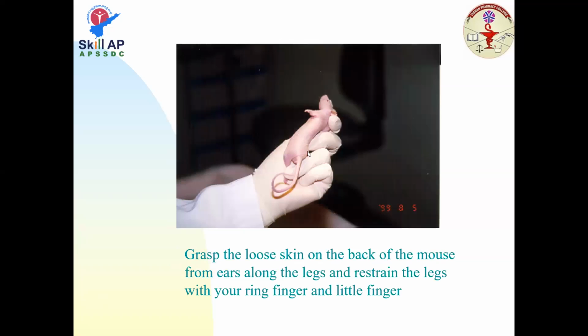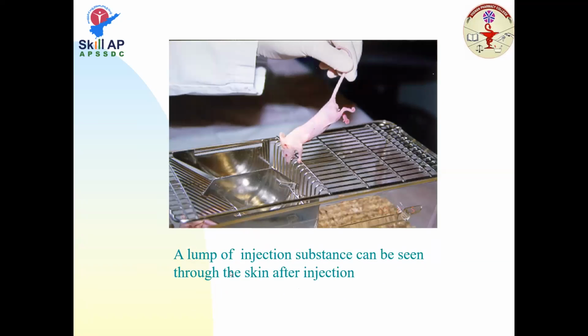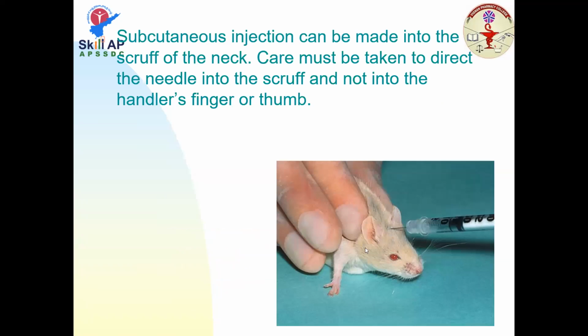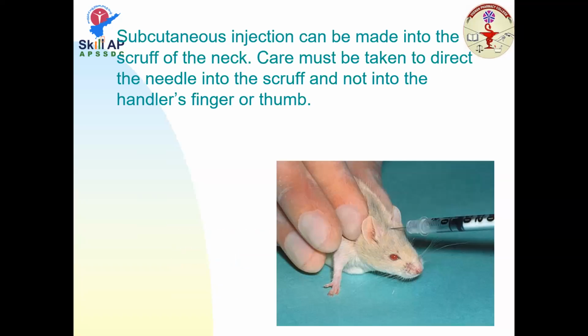So we'll be taking the mouse and giving the subcutaneous injection just under the skin. How do we identify whether the drug has been given or not? As we are giving only in the peripheral layers, with some volume, we will get a knob. As we are giving some liquid in the peripheral layers, that area will be bulged. A lump of injection substance can be seen through the skin after injection. So this is another method. If it is on the dorsal side like this, and if it is the ventral side, see here. Peripherally, a subcutaneous injection can be made to the scruff of the skin.